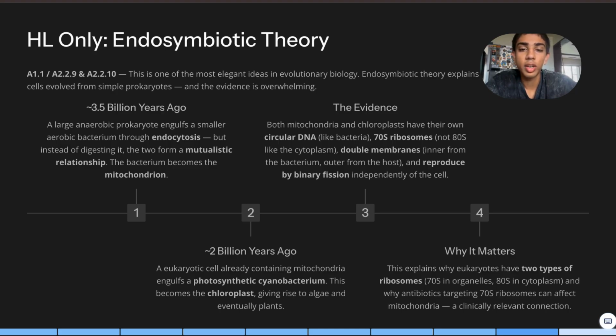The proof is written right in their anatomy. Both mitochondria and chloroplasts have their own 70S ribosomes, their own naked circular DNA, a double membrane from the engulfing process, and they replicate independently via binary fission, just like modern bacteria. Next up is cell differentiation.